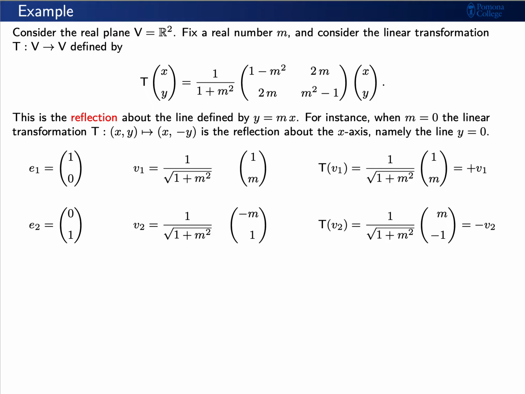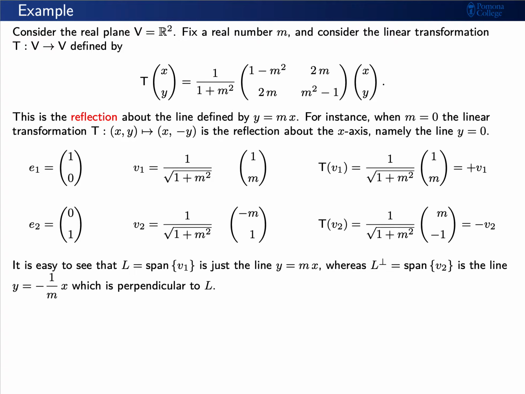This is exactly the definition of a reflection. If we have a direction v1 along the line y equals mx, we can reflect and get back another point on the line with no changes. However, if we're perpendicular to the line, say if we have a vector v2 that perhaps is pointing up, its reflection should be negative v2, which now points down.